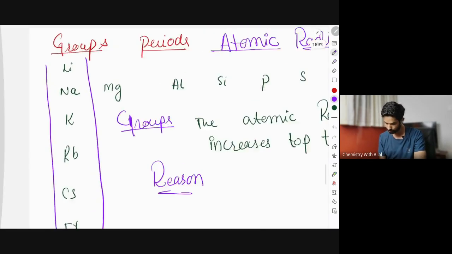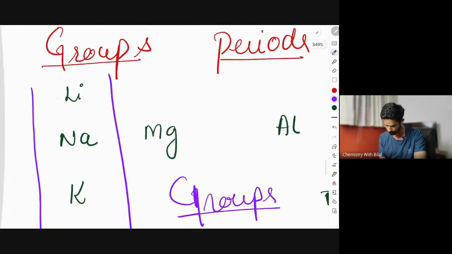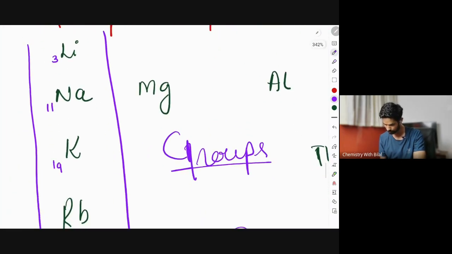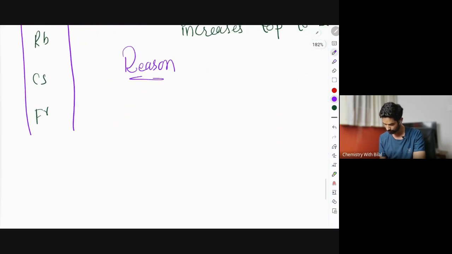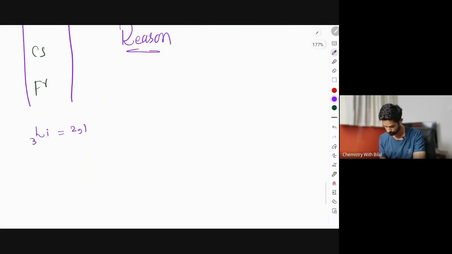We all know that the atomic number of lithium is 3, sodium is 11, potassium is 19. Let me write the configuration for lithium. Right now I am writing the O levels configuration, which is 2,1 with atomic number 3. We have sodium with atomic number 11. So the configuration must be 2,8,1. And for potassium, it is 19, so let's assume 2,8,8,1.